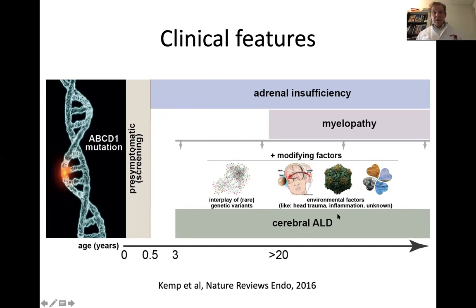And since in any family all presentations occur, there must be other factors than just the ABCD1 mutation that determine clinical expression. We think there must be other modifiers, both genetic and environmental, that determine whether you develop those symptoms or not.